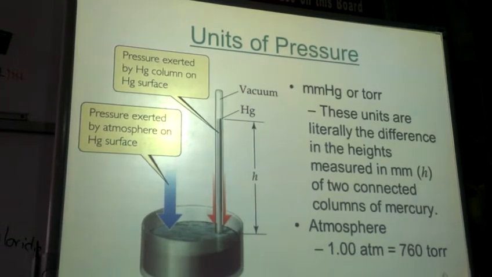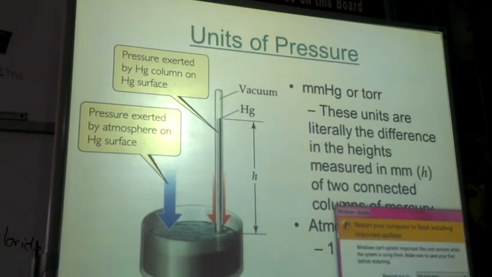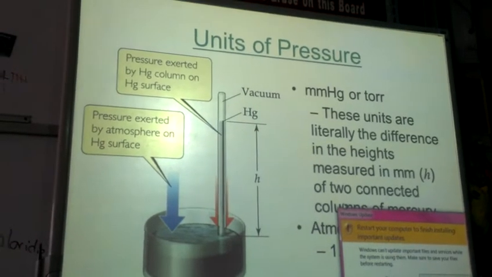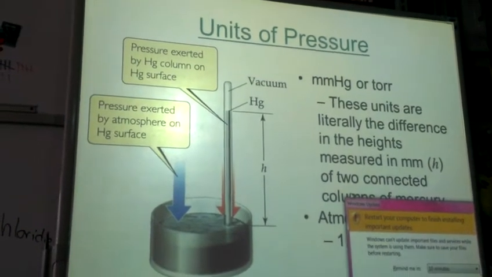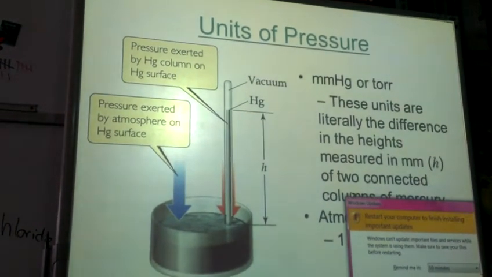Since he used mercury and since the column was calibrated in millimeters, we have a unit of pressure that Torricelli developed, that was called millimeters of mercury. So that's the reason that we get that name. Also, he called it torr, so those two are interchangeable because Torricelli is the person that created the barometer. And he did this in around the 17th century.